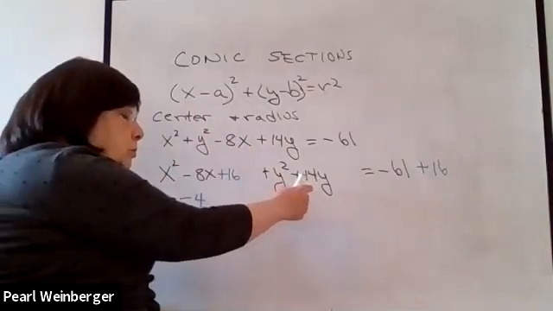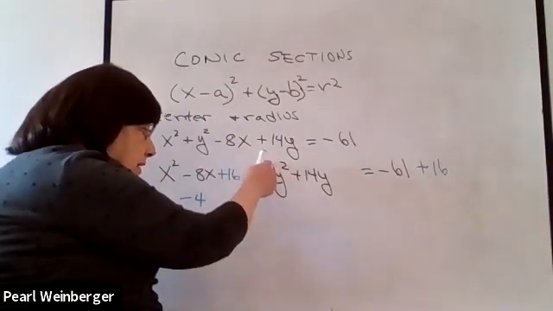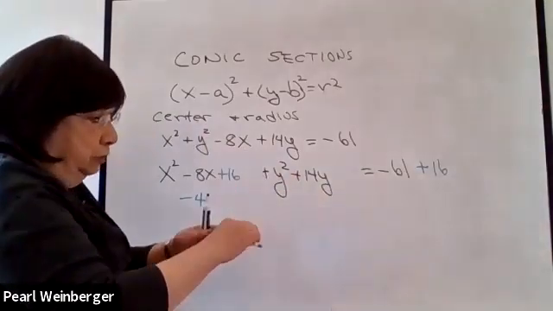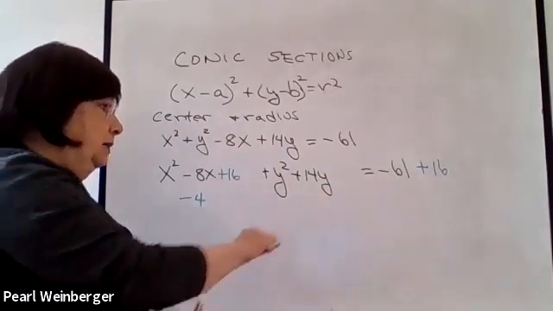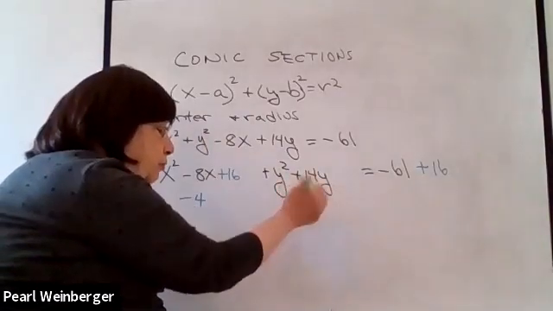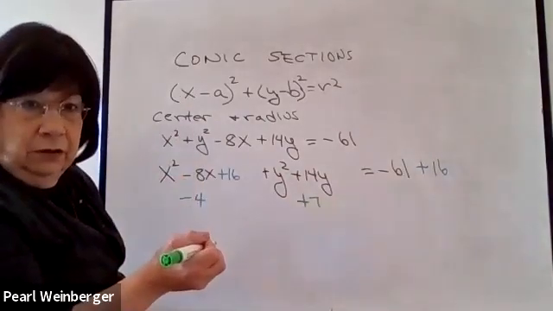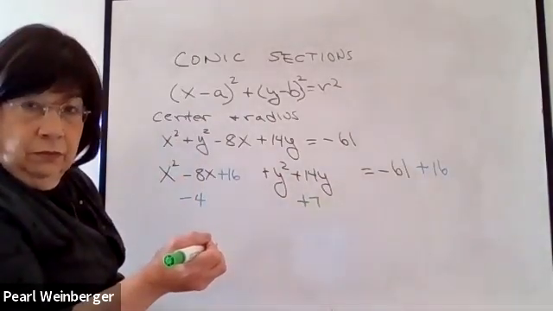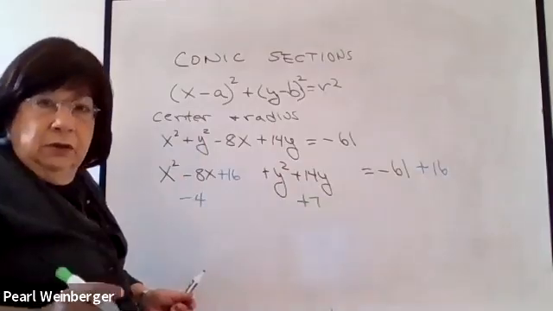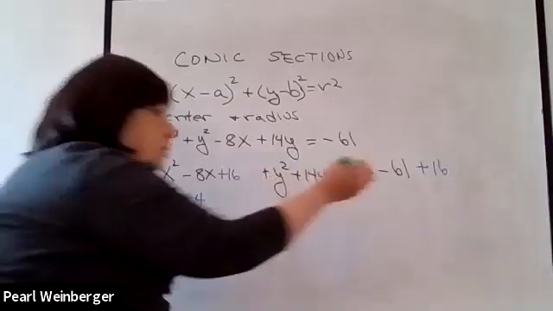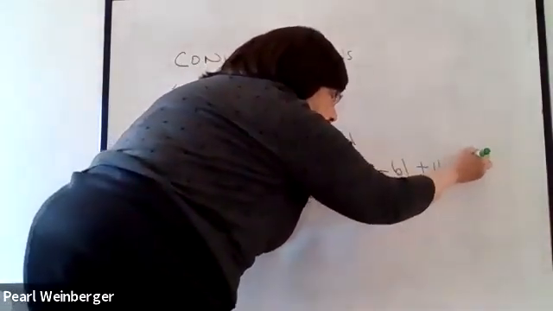What do we have to do? Well, this is again a 1, so that's okay. It has to be because otherwise it wouldn't be a circle. And I take half of this number, so half of 14 is 7. And what do I do with that 7? You square it. 7 times 7 gives me 49. So I have to add 49 on this side, so therefore I have to add 49 on this side.